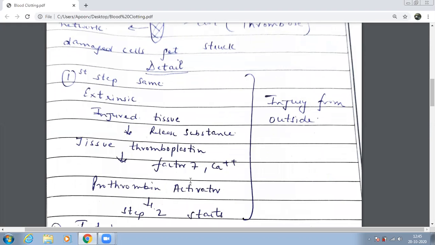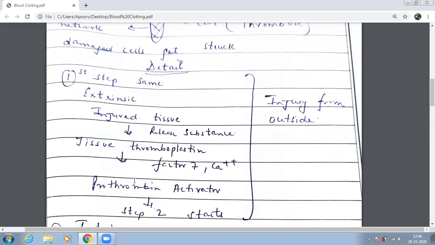Tissue thromboplastin. And then certain factors will be there, like factor 7, and calcium ions will also be there. Then this tissue thromboplastin will convert into prothrombin activator. What will you get here? You will get a prothrombin activator. And as soon as you get a prothrombin activator, the same steps will start. Step 2, step 3 will continue.